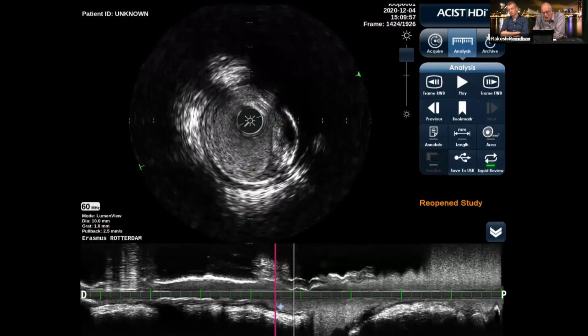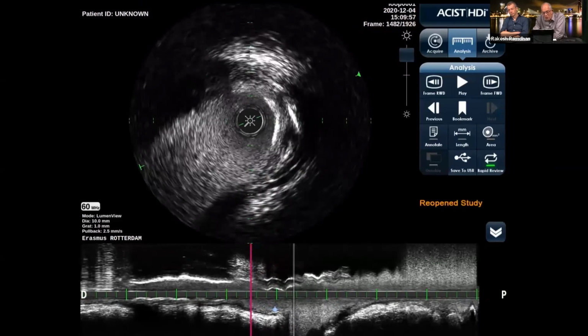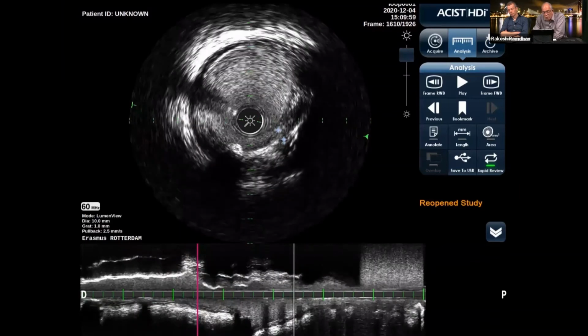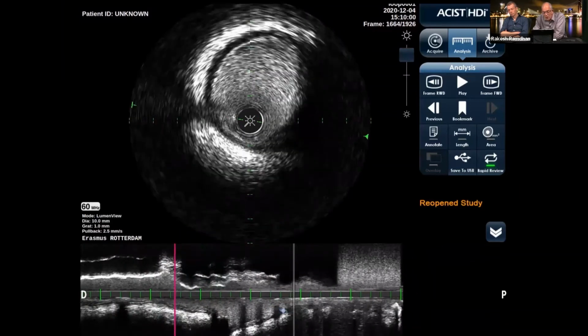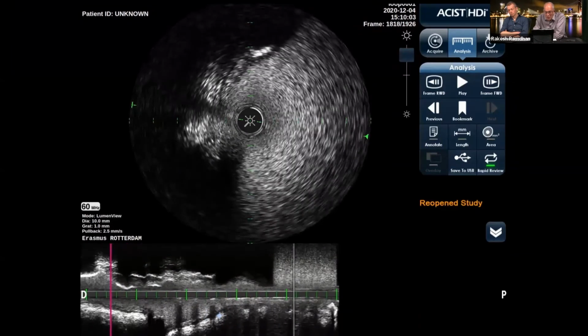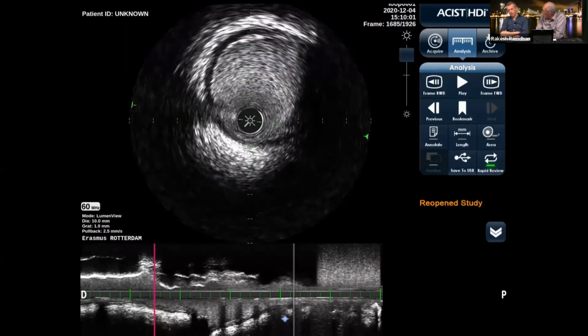and here we have the bifurcation with the circumflex, and then we go to the left main, and also the left main is diseased, even with some sluggish flow, and here we are reaching the aorta. Well, that calls for another strategy, I think.